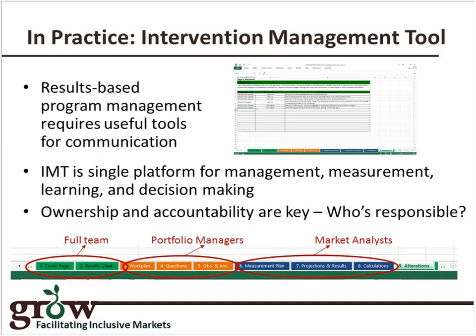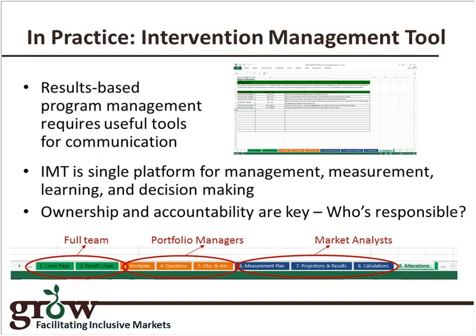Then it looks at work planning, what are some of the questions that we're asking in field and what are some of our observations. The portfolio managers oversee that portion. And then when it comes to the measurement plan, projecting our results and measuring them and doing some of those background calculations that may be included, that's the market analyst area. But all of these are included in the same file, which is on our server.